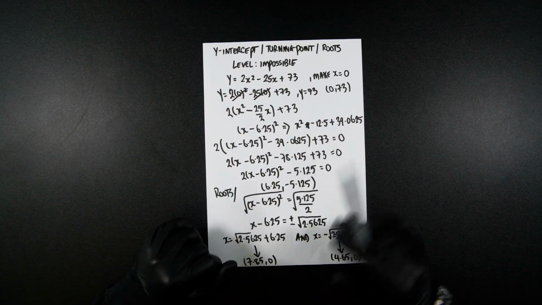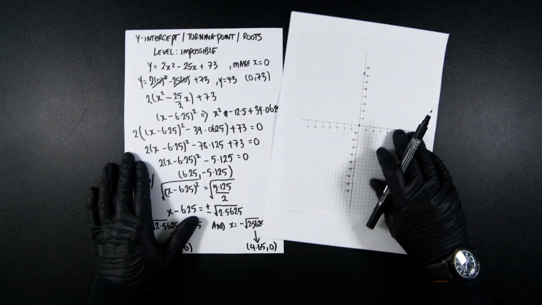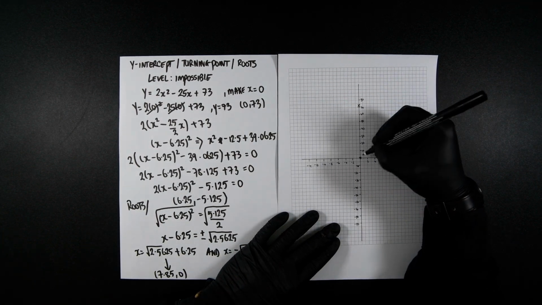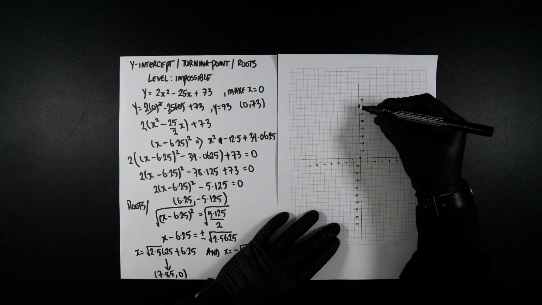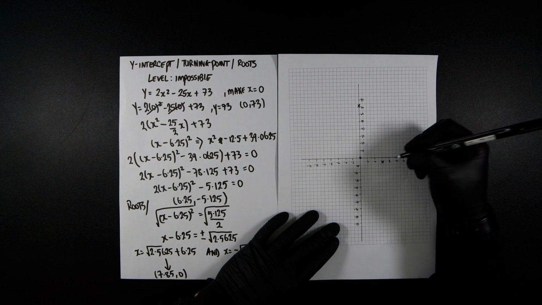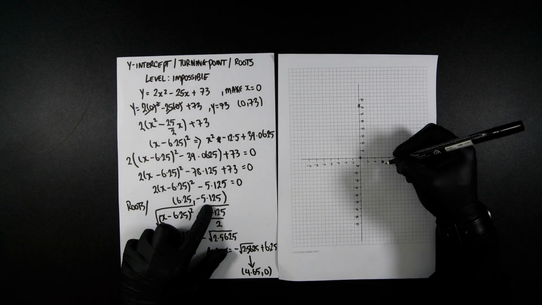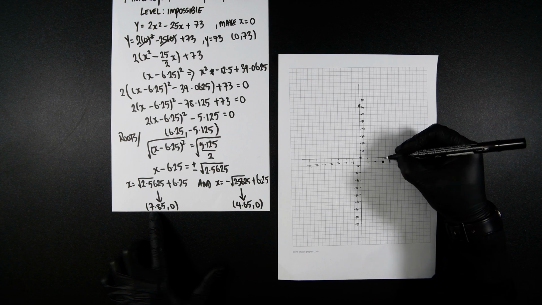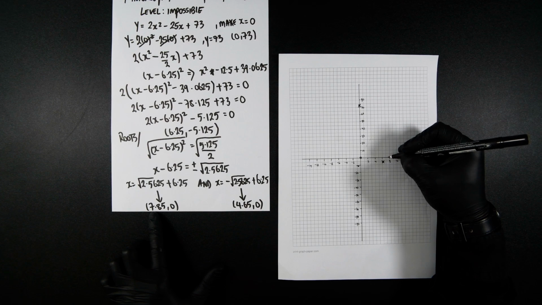So in the next step, let's do that. Let's now draw the graph. So we know that we've got 0 and 73, which is going to be here, as I've already nicely drawn that on. We have 6.25 on the x-axis and minus 5.125. So that's going to be around there, about here. That's going to be the turning point because we've taken these two values. And then we have 7.85, which is, if this is 6 and that's 7 and that's 8, it's going to be about here.